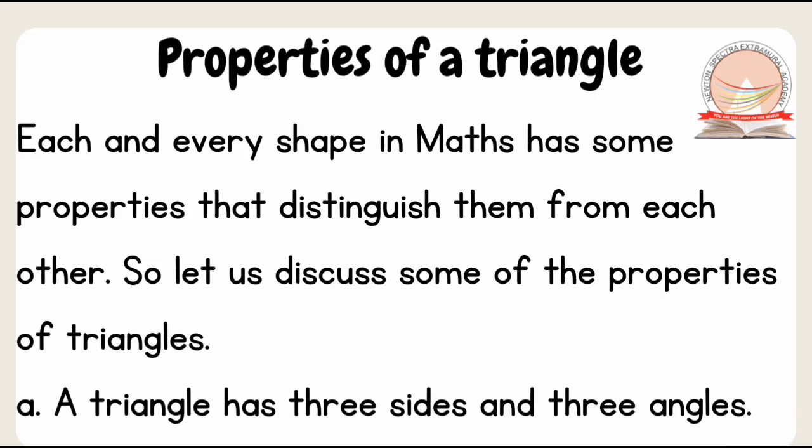Properties of a triangle. Each and every shape in mathematics has some properties that distinguish them from each other. So let's discuss some of the properties of a triangle. The first property states that a triangle has 3 sides, 3 corners, and 3 angles.